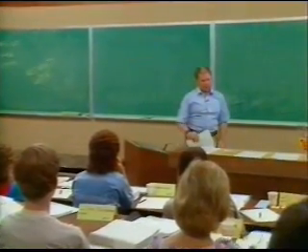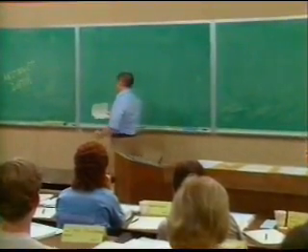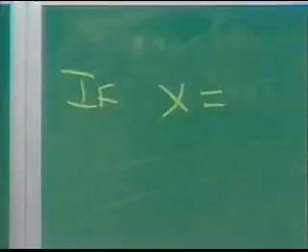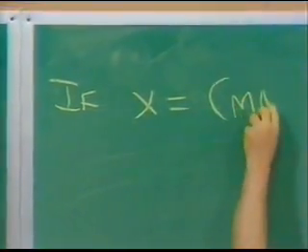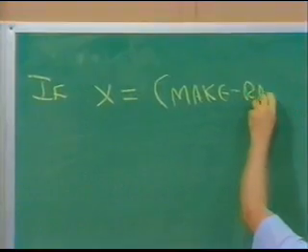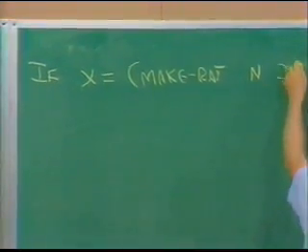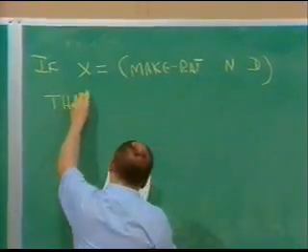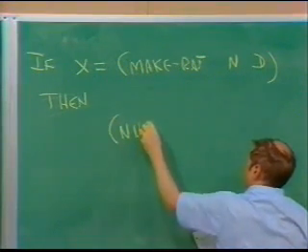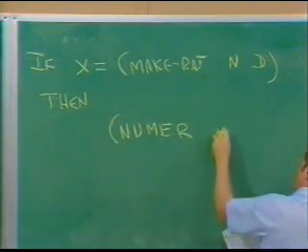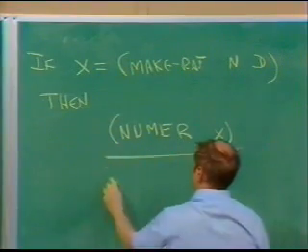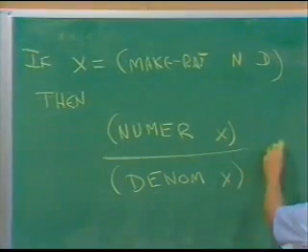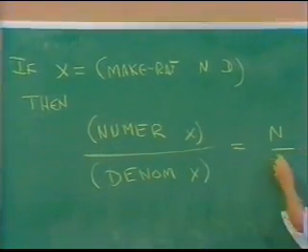If we think about it, what suitable might mean is I have to assume something like this. I have to say that if x is the result of, say, doing makeRat of n and d, then the numerator of x divided by the denominator of x is equal to n over d.